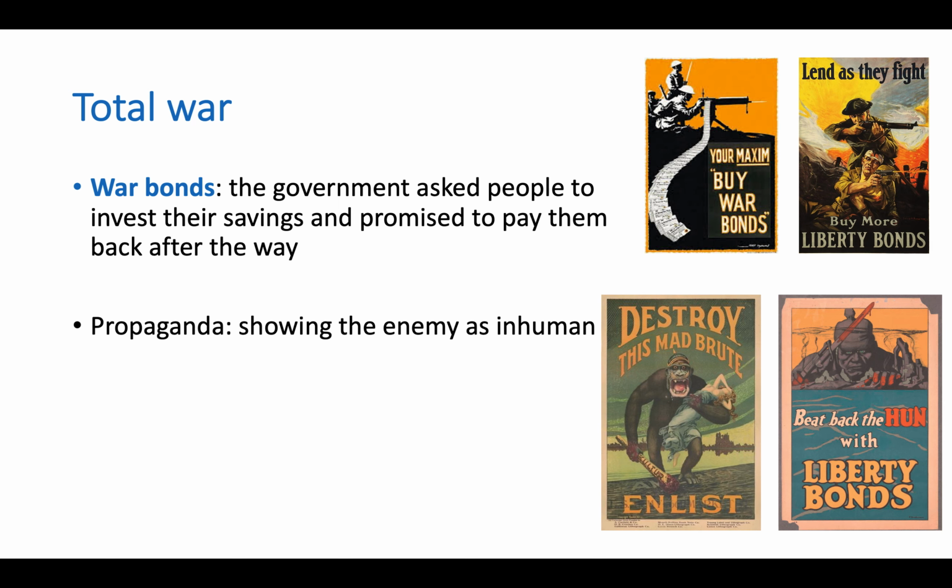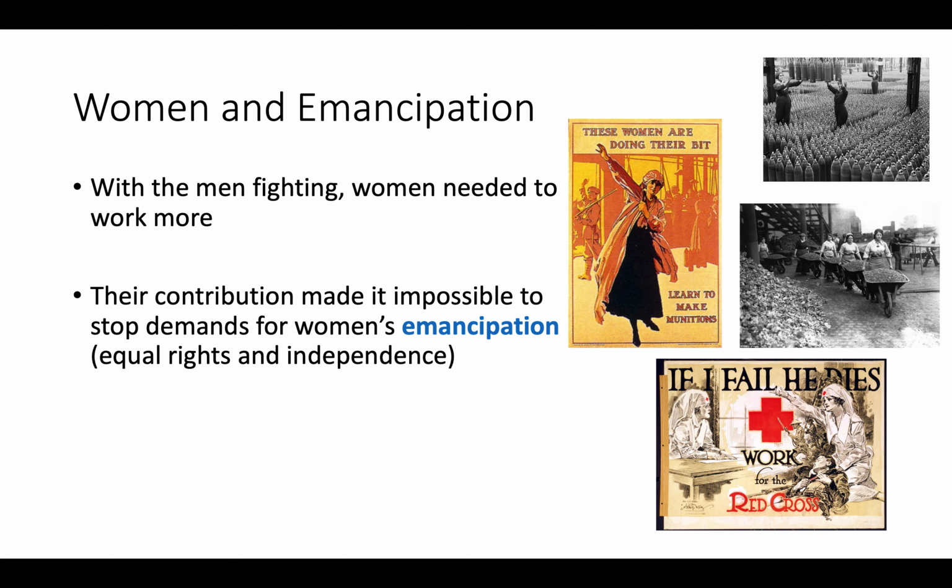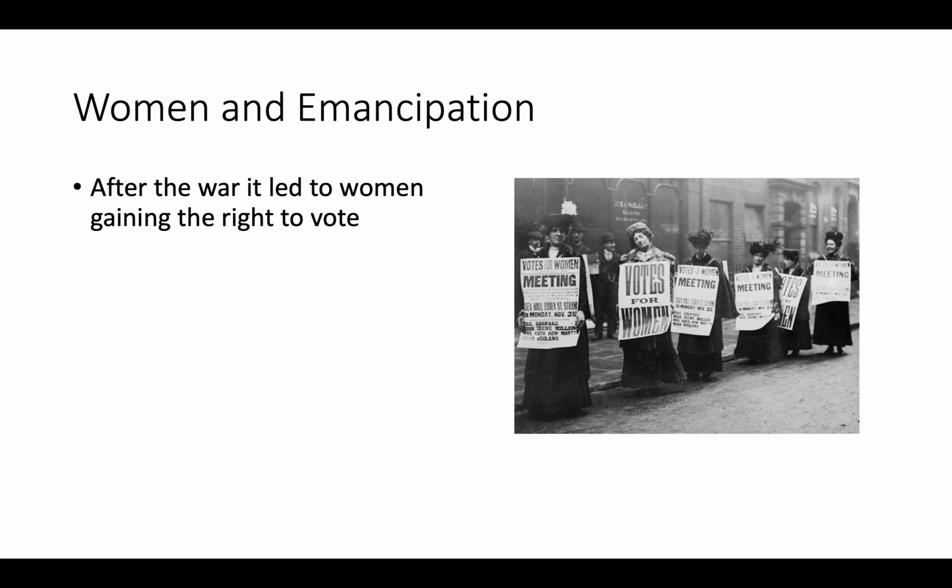There was one tiny, tiny good thing which came out of the war, though, is that with all the men fighting, women started to work more. They had to. They were working producing weapons and materials for the war. They were working in mines. They were doing jobs that previously only men had done. And because they became so much more important, it made it very difficult to stop women's demands for emancipation. This means equal rights and independence. And the most important right that women were able to gain because of this was the right to vote, stemrechten.